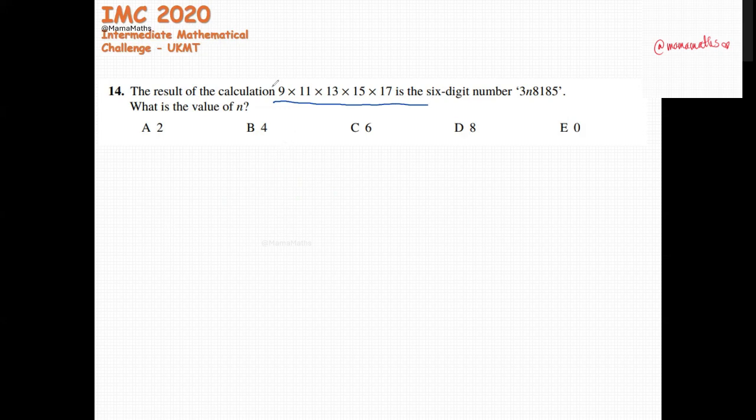Now, let's look at the divisibility rules. We know 9. That's the easiest one. So the sum of the digits should be divisible by 9. So 3 plus 8 plus 1 plus 8 plus 5 plus N. If you sum this up, 8, 9, 10, 11, 12, plus 8, 20, 25, plus N, the nearest multiple of 9 is 27. So N must be 2. Okay?